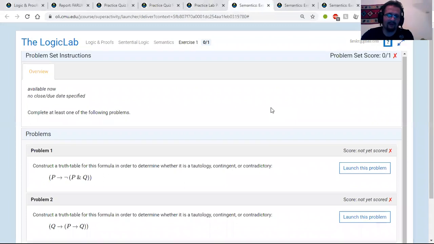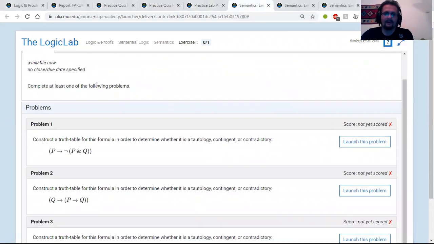All right, so now let's take a look at some lab problems here. I believe I pulled some up here for us. All right, so in the first one, we have to construct a truth table or a formula in order to determine whether it is a tautology, whether it is contingent, or whether it is contradictory. So these three terms are described in our chapter, but I'll just recapitulate them here really quick.